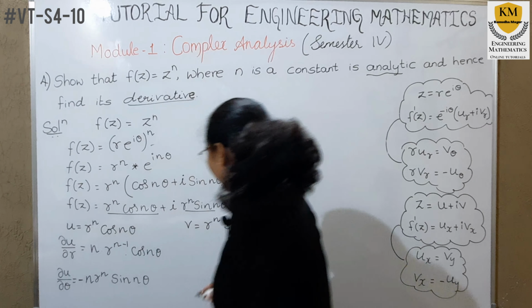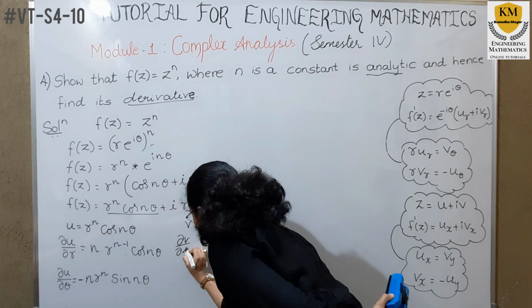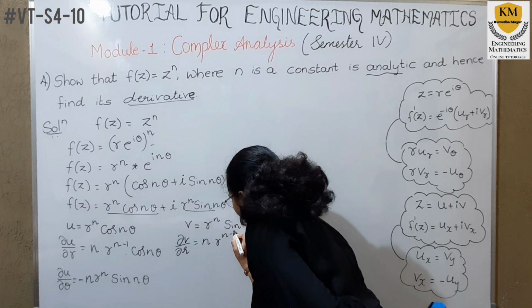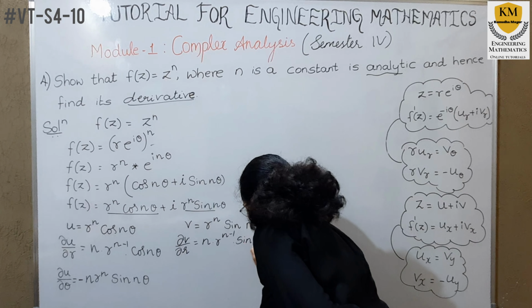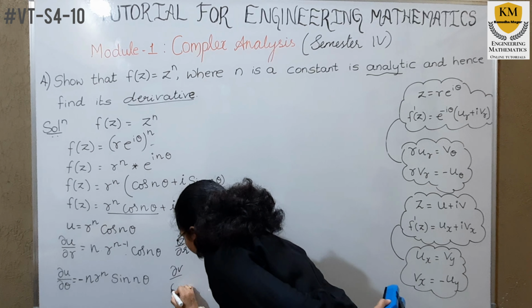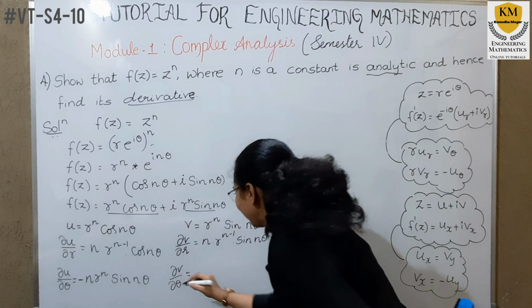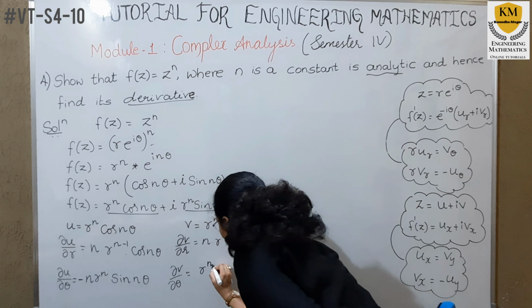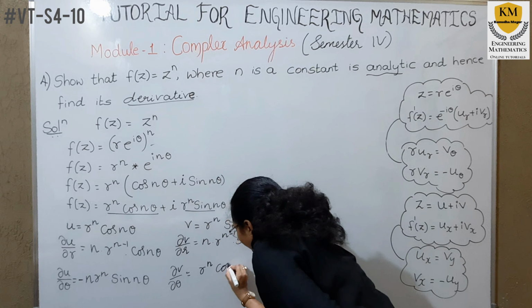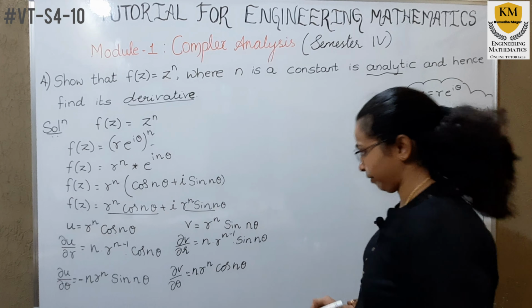In such a way, let me also find out dou v by dou r. That becomes n into r to the power of n minus 1 into sin n theta. Further, dou v by dou theta is equal to, I am differentiating v with respect to theta. Write r to the power of n as it is. When you differentiate sin n theta, it will become cos n theta into n. That n I will just write over here.